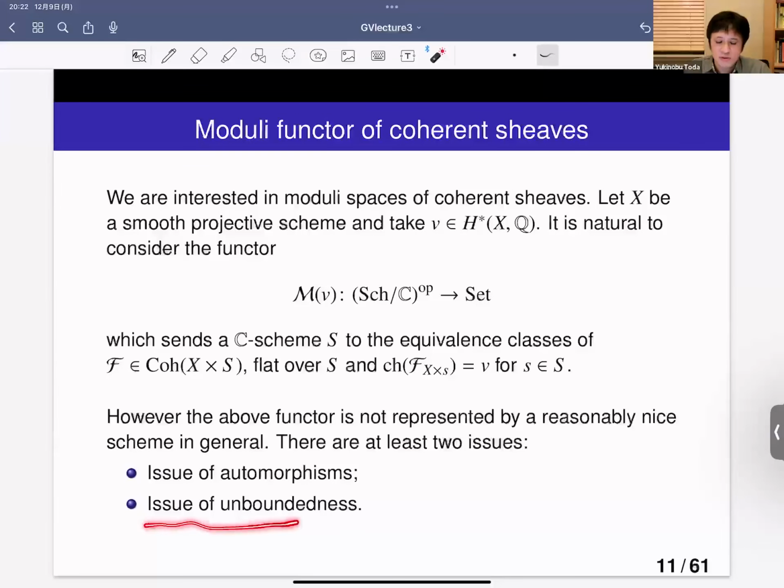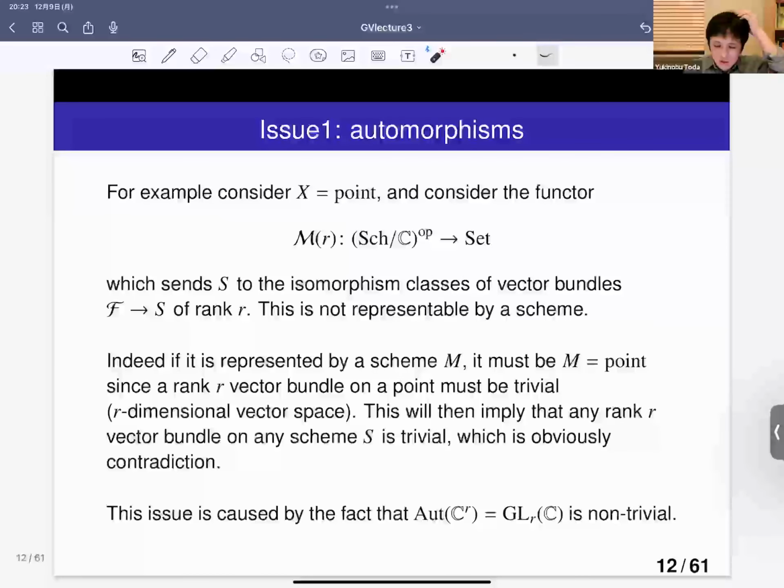Another issue is that there is some unboundedness. So ignoring the first issue, we may still be able to get some moduli space, but it does not have a finiteness property, because even if this condition is fixed, there are so many types of coherent sheaves. In fact, there is no nice finite type moduli space which represents such a moduli functor. So let me explain the first issue first.